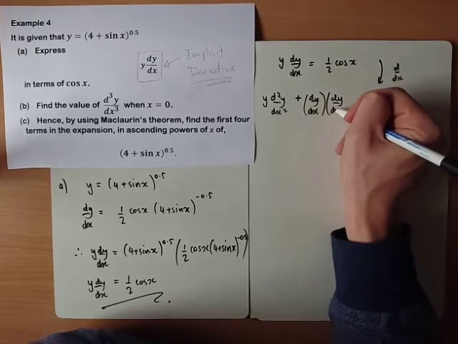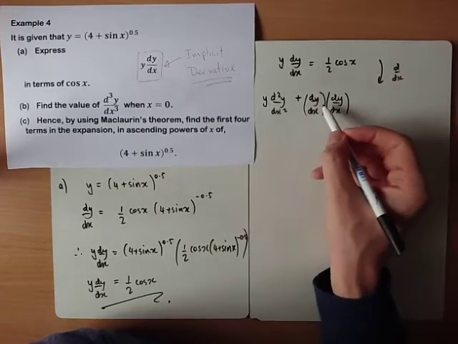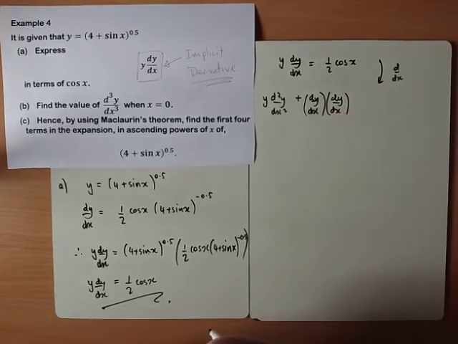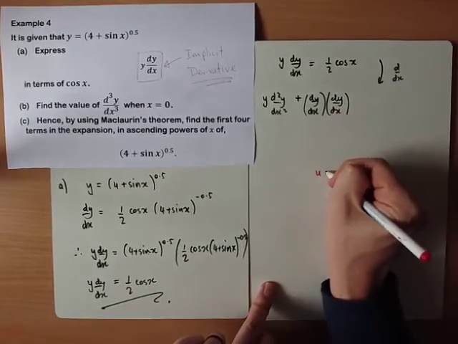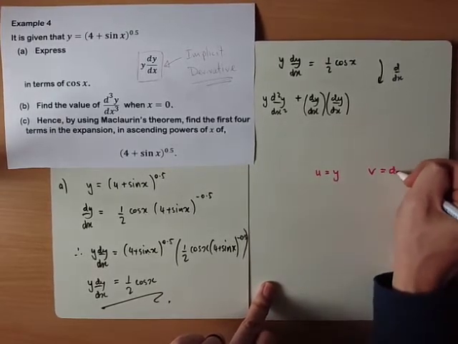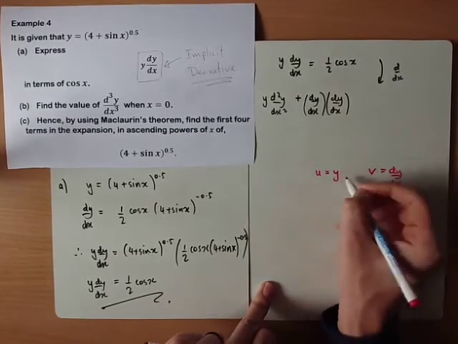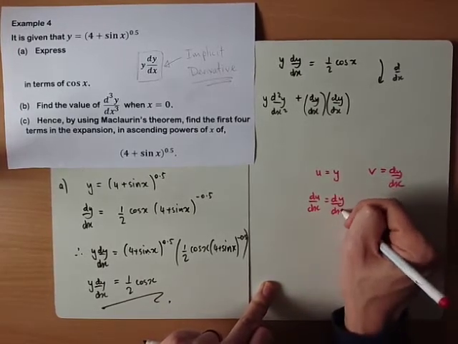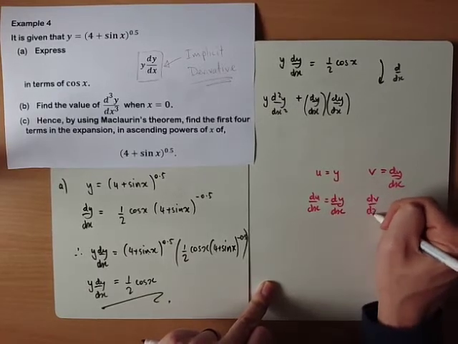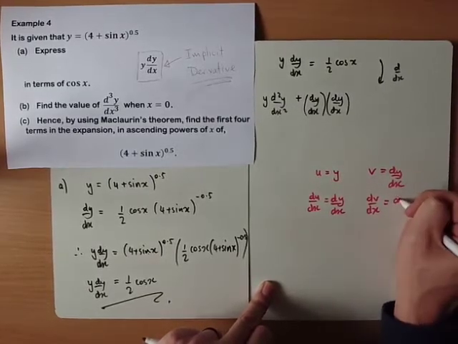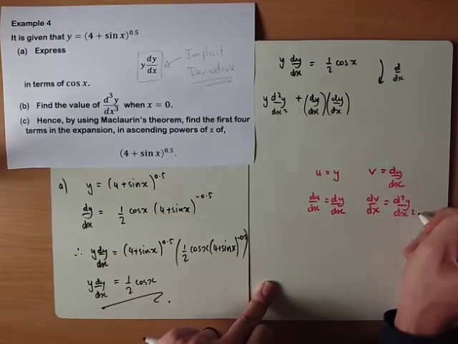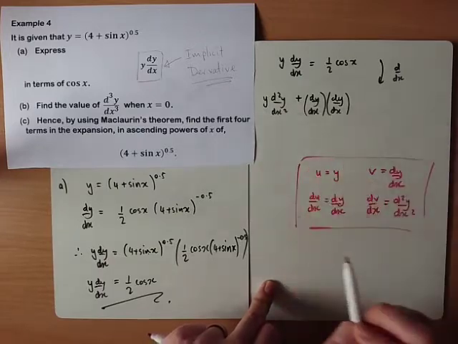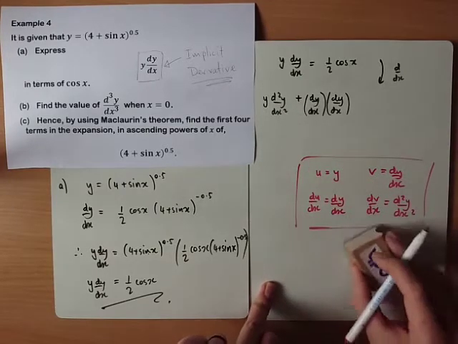And you might have never seen that before. It's not the same as d2y by dx squared. It's dy by dx all squared. I might have gone a little bit quick there. Essentially, if you wanted to write u equals y, v equals dy by dx, du by dx would equal dy by dx, and dv by dx, remember we're differentiating with respect to x, would be d2y by dx squared. And so by using the product rule, this is what we end up with. Okay?